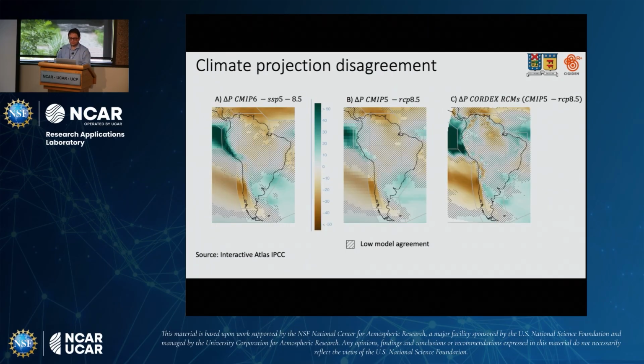What we can see from the interactive IPCC Atlas, these are the projections from the CMIP-6 simulations, and these dashed areas are low model agreement. In South America, there are more dashed than clean spaces. Even when there are strong signals of dryness in this region, you just have dashed lines. So you have low model agreement, even in CMIP-6 models, CMIP-5 also, and in regional climate models there are things that don't look so similar to the global projection. So we look into that deeper.